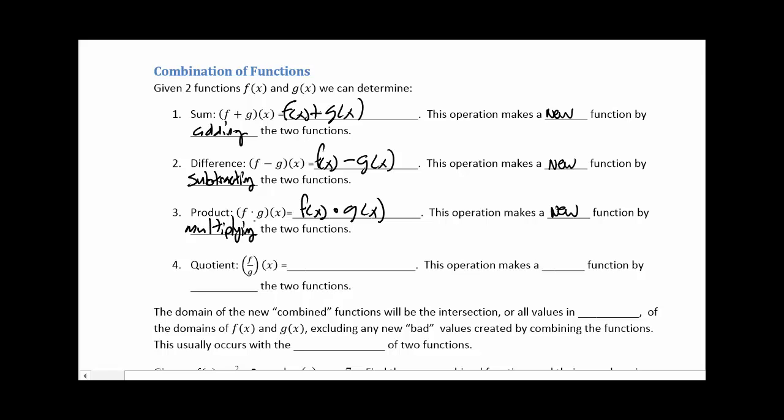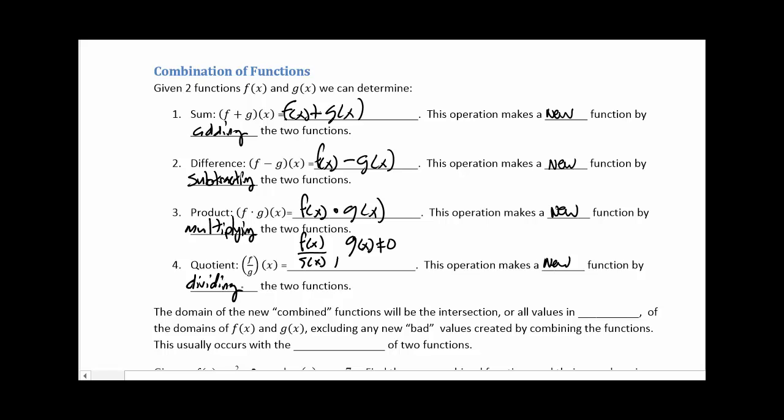And lastly, f over g really means that we are dividing those two, so f of x over g of x. And again, anytime we're dividing, we do want to state that we understand that we cannot divide by 0. So we're claiming that this can only happen if g of x itself is not 0, and that does make a new function through the process of division. So we are dividing the two functions.